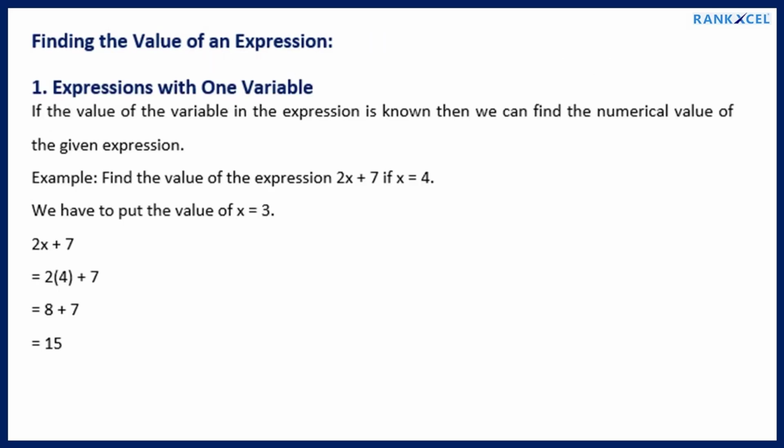Finding the value of an expression. 1. Expressions with one variable. If the value of the variable in the expression is known, then we can find the numerical value of the given expression. Example, find the value of the expression 2x plus 7 if x equals 4. We have to put the value of x equals 4. 2x plus 7 equals 2 times 4 plus 7, equals 8 plus 7, equals 15.